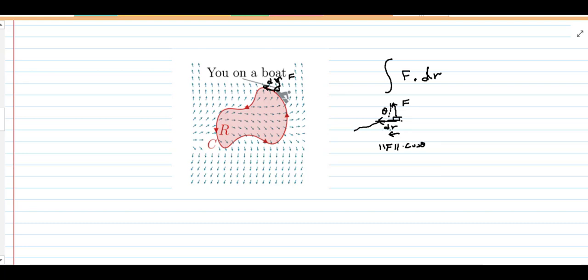This is the image of F over this direction of moving the particle, or you if you are on a boat. So this will be the work, for example, you have done. It will be this multiplied by the displacement that we show as dr. This will be equal to the dot product of F and dr. So this is also the Green Theorem coming from the line integral.